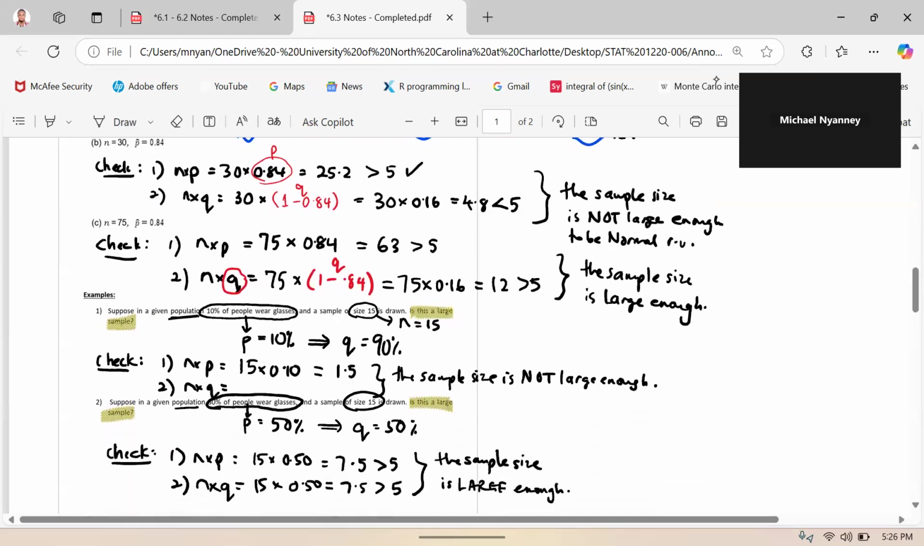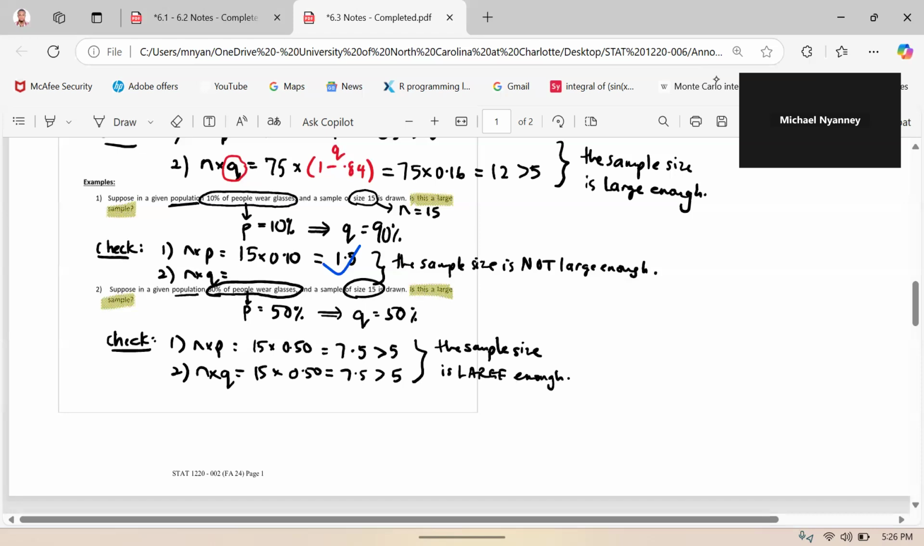So suppose in a given population, the population proportion is 0.1, and a sample size of 15. We want to know whether the sample size is large enough. So we've picked 15 and the population proportion is 0.1. N times P, we have 1.5, which is less than 5. So the first condition fails. One of them fails, so we don't even need to continue. Since it has failed, the sample size is not large enough.